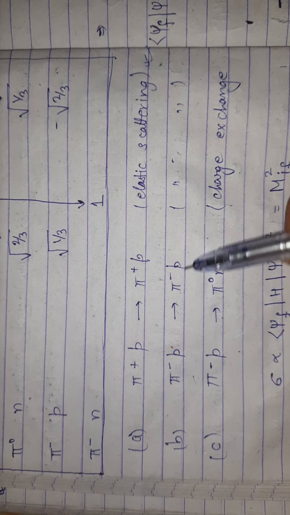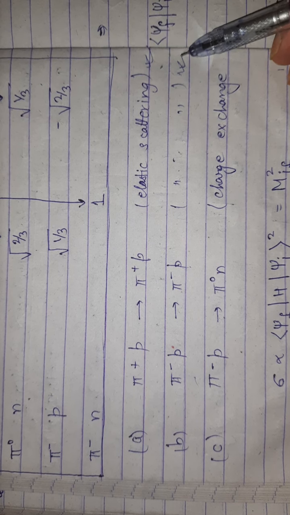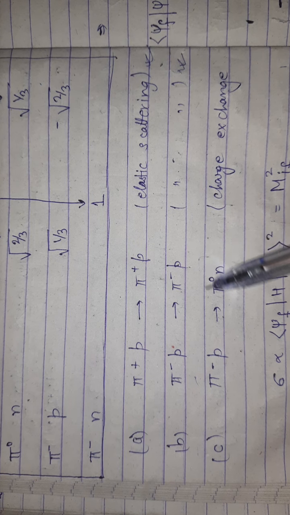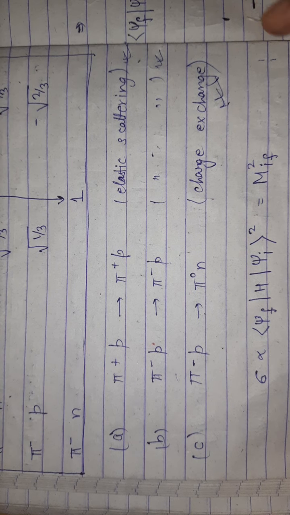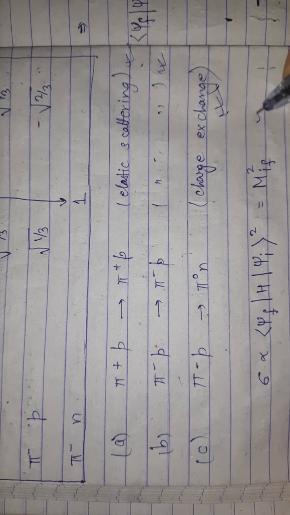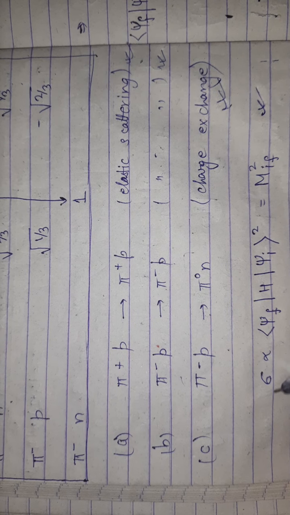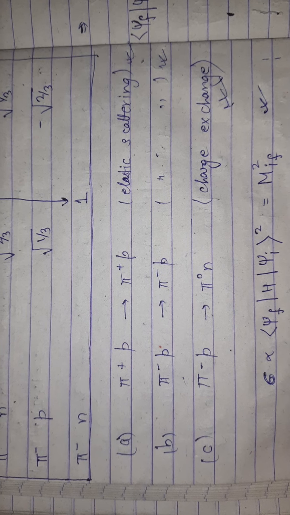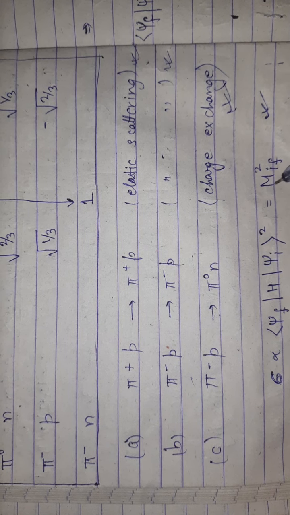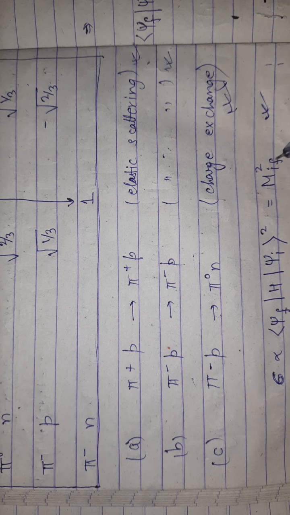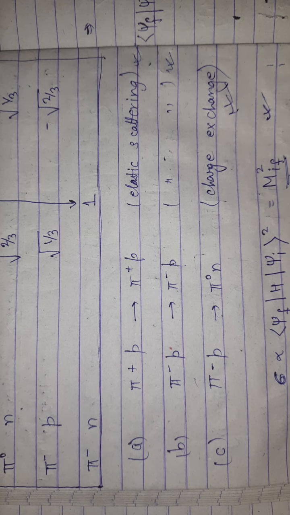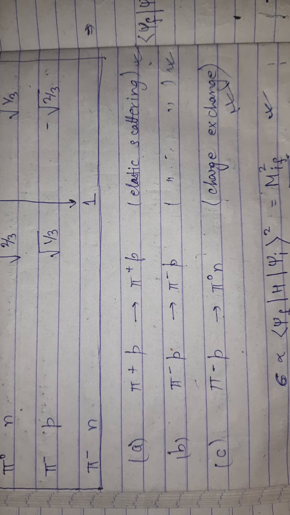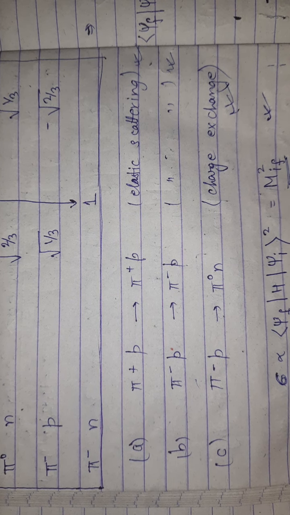Then pi minus p to pi minus p is elastic scattering. Pi minus p tends to pi 0, and here the charge is exchanging, so it is charge exchange scattering. Okay, now to remember this, I think you should remember that the cross section is equal to the amplitude squared, or this term M is actually the amplitude, or you can say the matrix element. Both of them are correct.